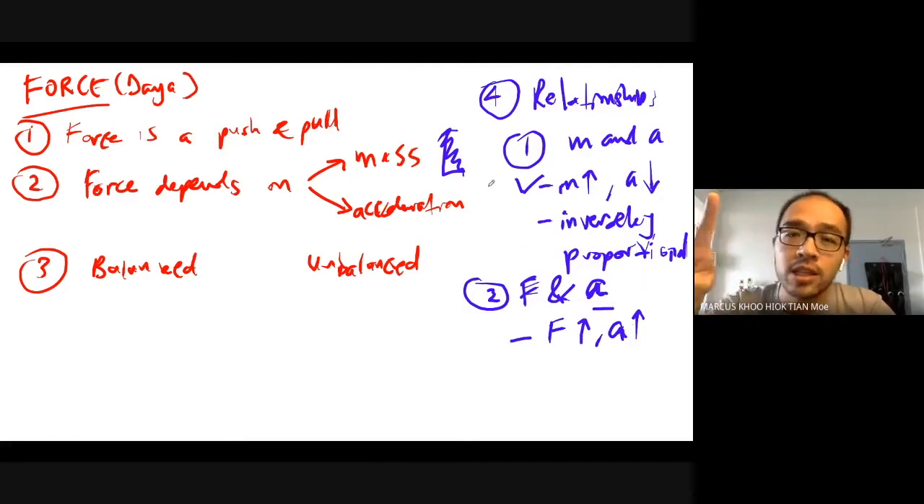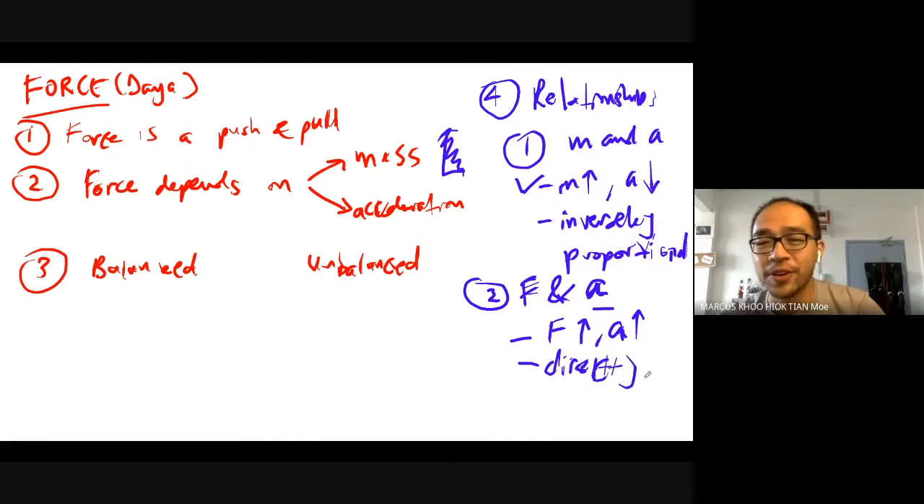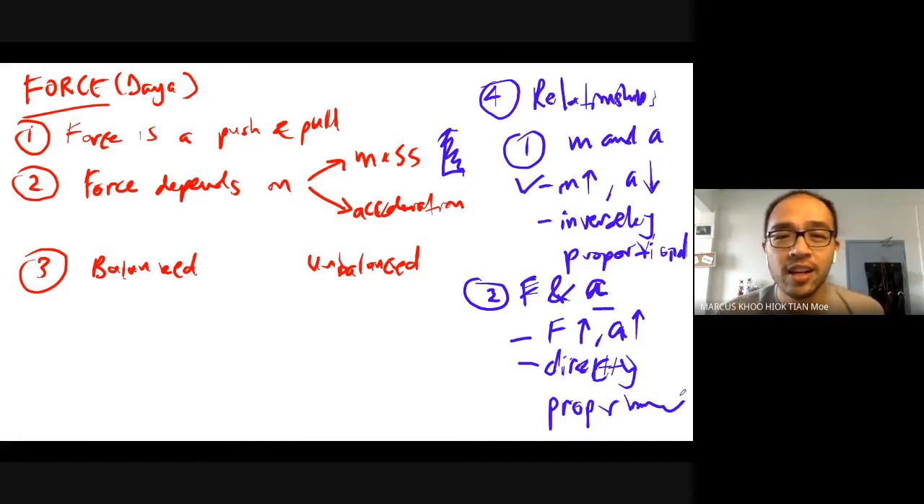So these two relationships are very important. Mass and acceleration are inversely proportional. When the mass is bigger, the acceleration is smaller, and the other way around. The second one is that force and acceleration are directly proportional. When you apply a bigger force, you will get a bigger acceleration. Sorry, my pen is totally not cooperating with me today. Directly proportional. Yeah, that's proportional. The bigger the force, the bigger the acceleration.